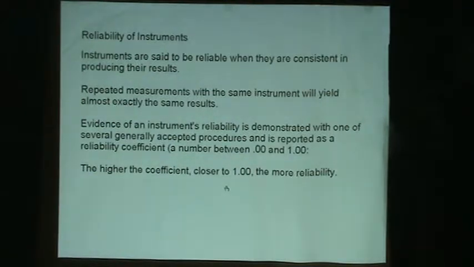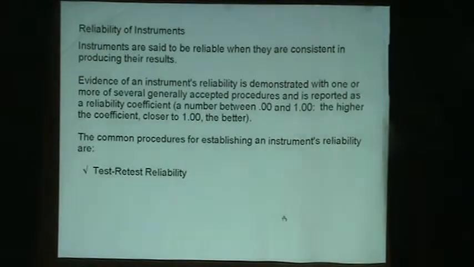An instrument that would have 0 reliability would not be consistent at all. You'd get different measurements all the time that you used it. An instrument that has a perfect 1 reliability coefficient, you would get the exact same measurement every time. Rarely does that ever happen, but the higher the reliability coefficient, or the closer to 1, the better the indication that the instrument is reliable and it is measuring consistently over time.